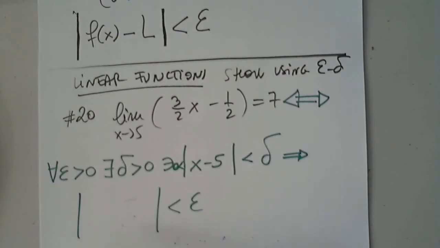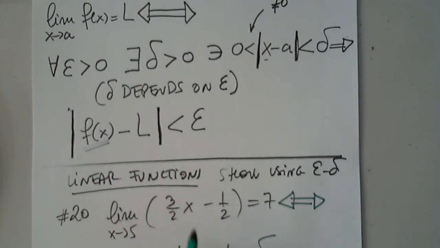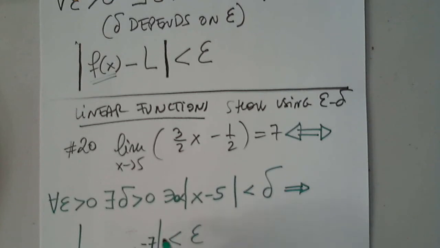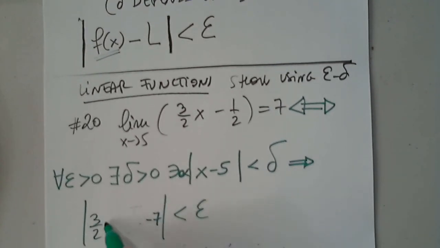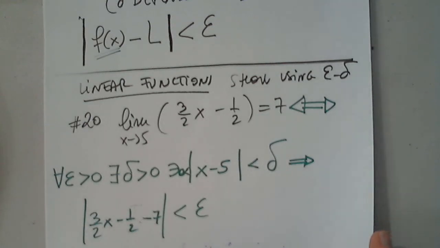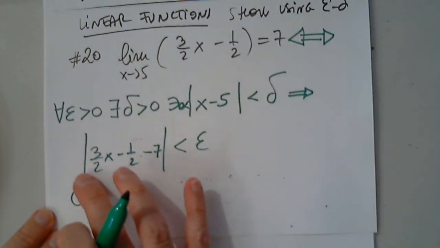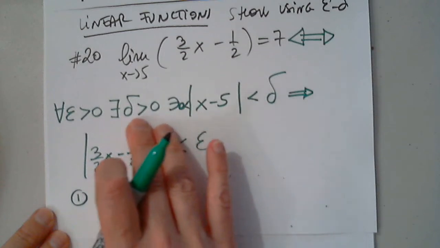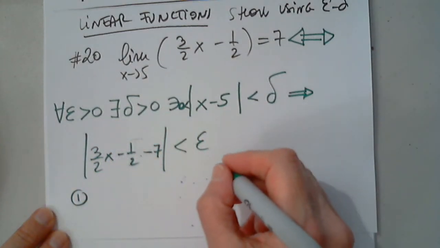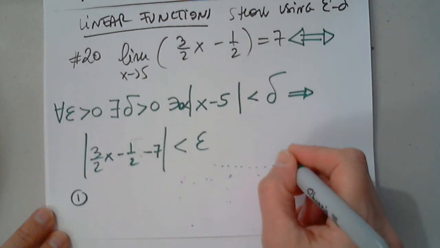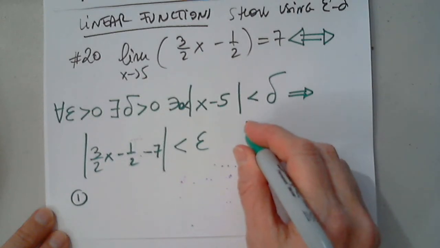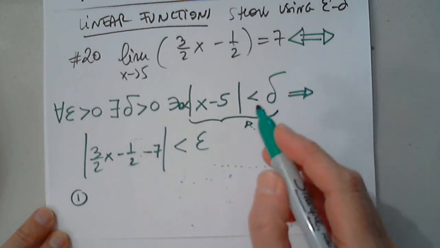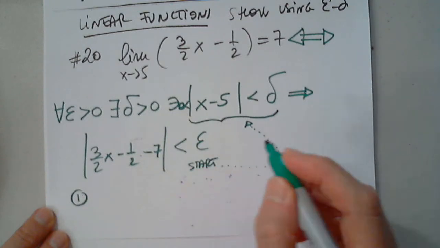Anyone? F of x minus 7. But I do have a function now. But you're right. So 3/2 x minus 1/2. That's it. Awesome. Excellent. That's it. So here's our first step. One direction, we will start here. This is our starting point. And after a sequence of steps, we want to arrive here. So this is the start, arrival.